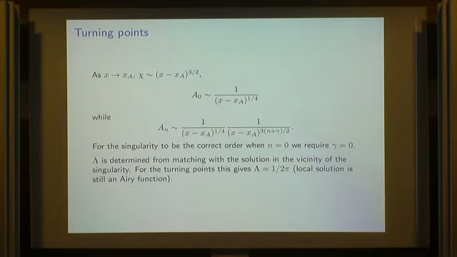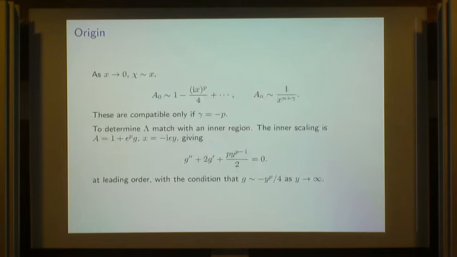And then to work out what the lambda is, the big coefficient out the front, you have to do the local analysis. And when you do that, so that's sort of the Airy function matching, if you like, again, that gives me 1 over 2π. The local solution is still an Airy function. So that's all classical. The slightly different one is the origin.